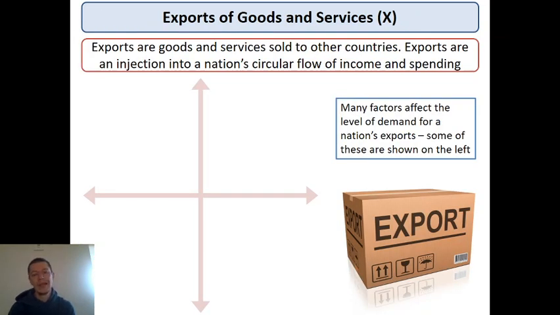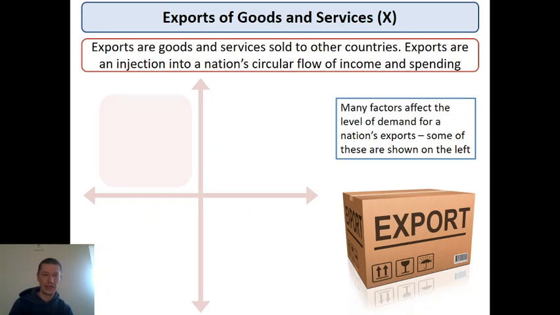There we go. The key thing to recognise is that Britain struggles in one thing, and that is exportation, the X element of aggregate demand. Exports are goods and services sold to other countries. Exports are an injection into a nation's circular flow of income. Don't even worry about the circular flow of income. We're going to do that later on. All you need to recognise is that the minute we export something, those pounds are injected into our economy. And there are many things that can affect the level of demand for what we export.